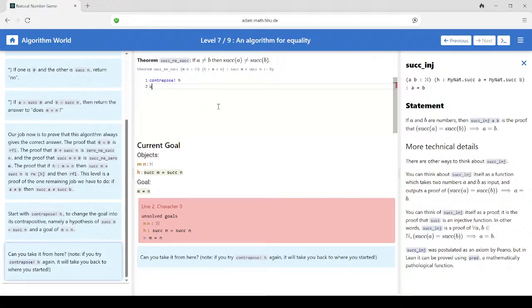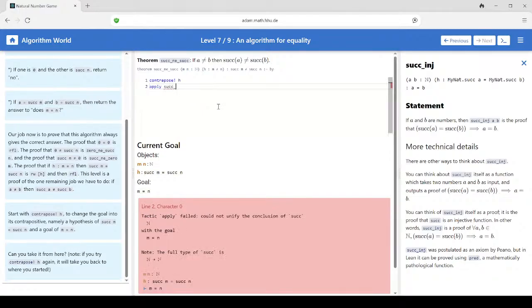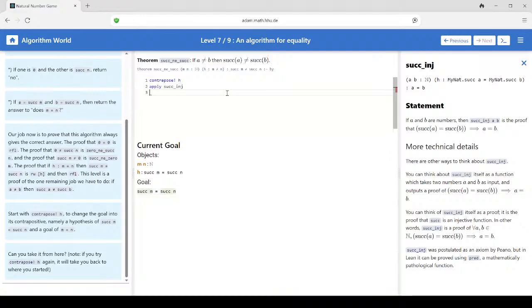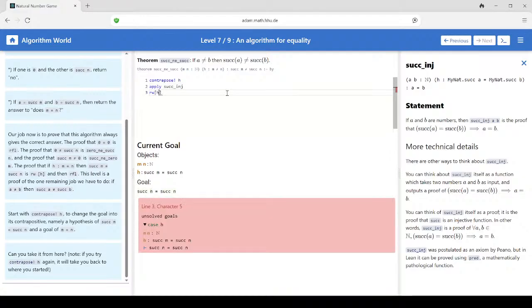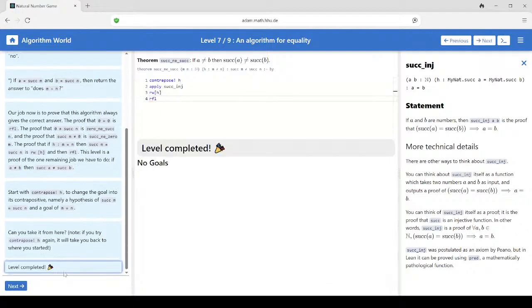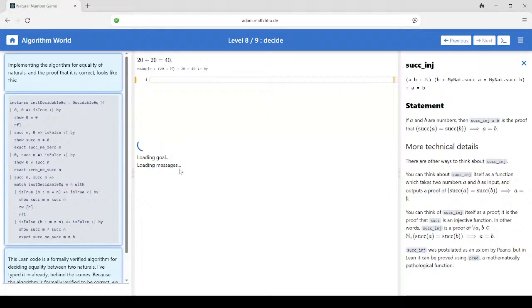Now can I use this? What will it do? That's what it will do. And then we simply need to use H and rfl. There we go. And now we have proven that if A does not equal B, then the successor of A does not equal the successor of B. Oh boy.